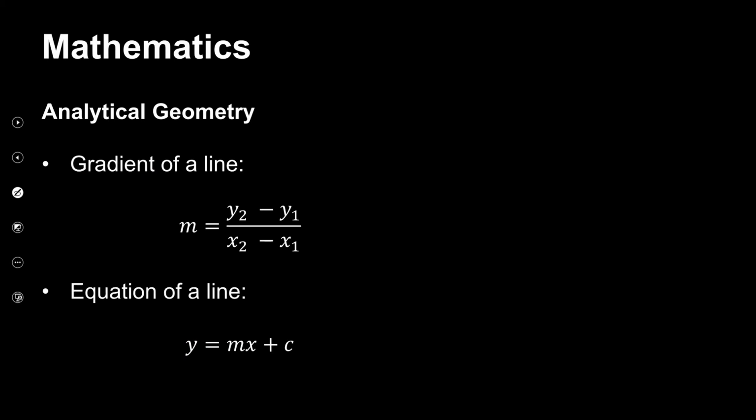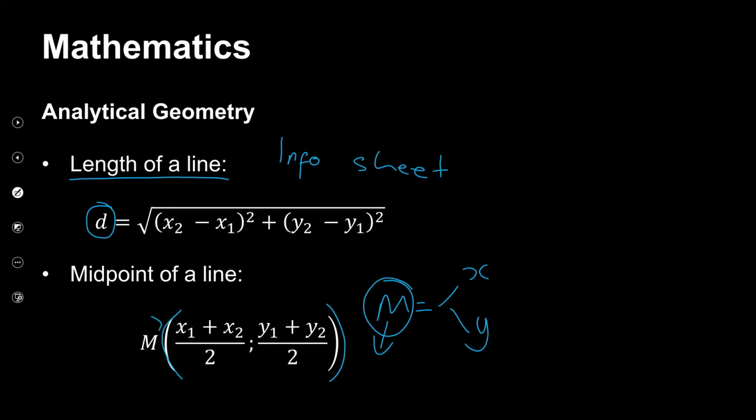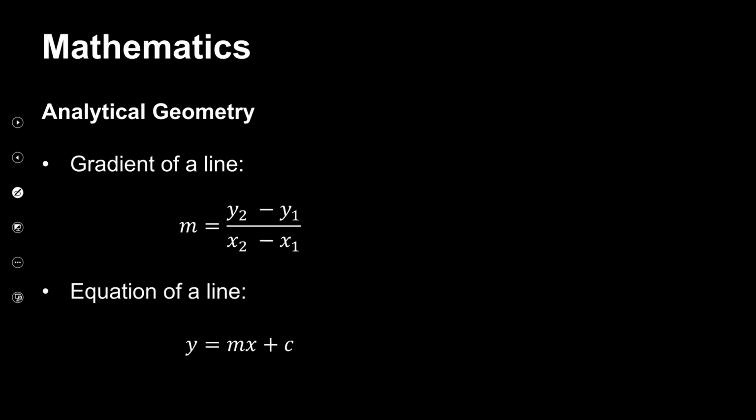Now the gradient of a line, remember, it's given by m is equal to. Now please look at the difference here. This is a capital letter M because it means midpoint, but the small letter m, we use to represent the gradient of a line, where this is normally change in y over change in x when they summarize it, which is the same as y2 minus y1 over x2 minus x1.